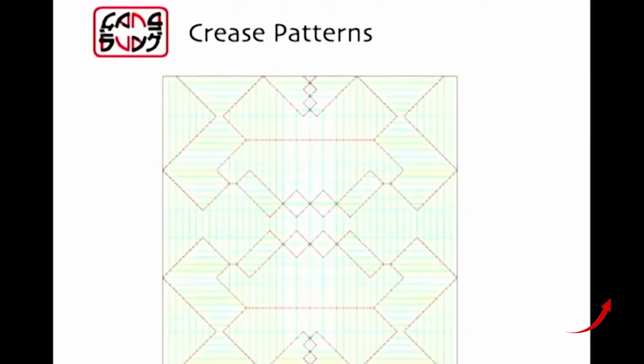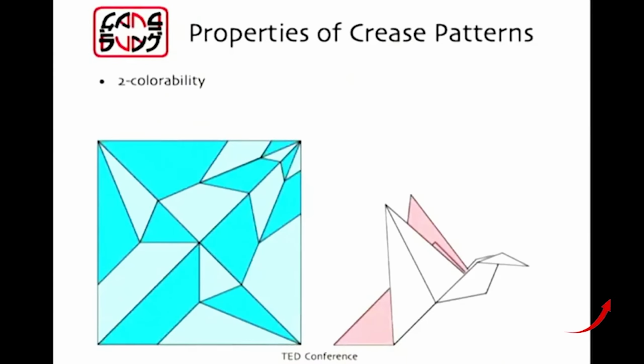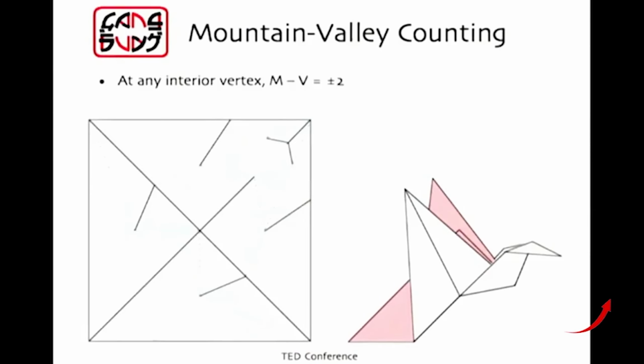Origami revolves around crease patterns. A crease pattern shown here is the underlying blueprint for an origami figure. And you can't just draw them arbitrarily. They have to obey 4 simple laws. And they're very simple, easy to understand. The first law is 2 colorability. You can color any crease pattern with just 2 colors without ever having the same color meeting. The directions of the folds at any vertex, the number of mountain folds, the number of valley folds, always differs by 2. 2 more or 2 less, nothing else.